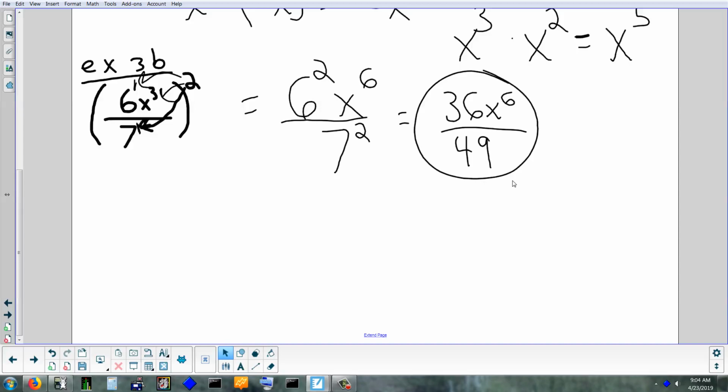So that one had 2 steps, another one that had 2 steps. Most of the stuff we learned yesterday, the power to a power, multiplying the bases, adding the exponents, you're going to be able to apply to some of these. All right?